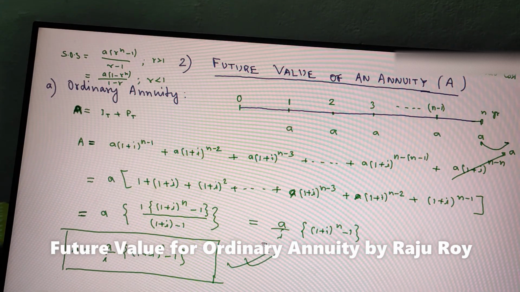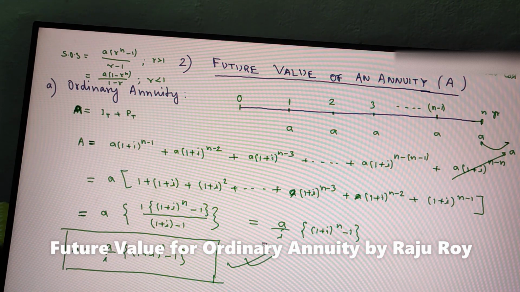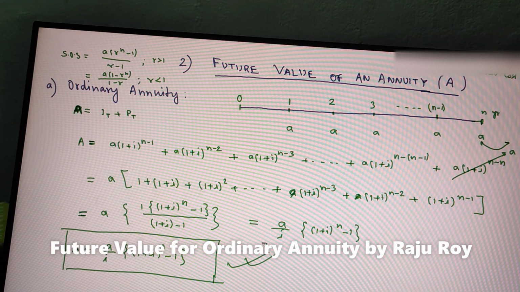Now we will consider the same future value when it is an annuity due. Okay, this is for an ordinary annuity. Now we will go for annuity due in the third class, right? Okay, thank you.